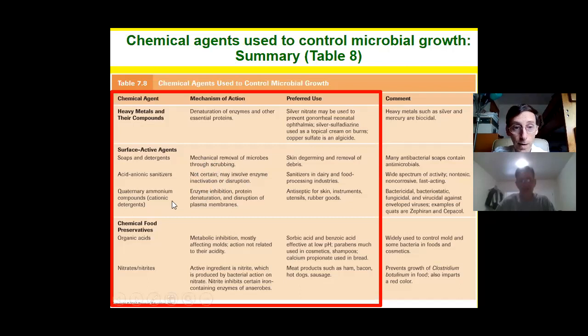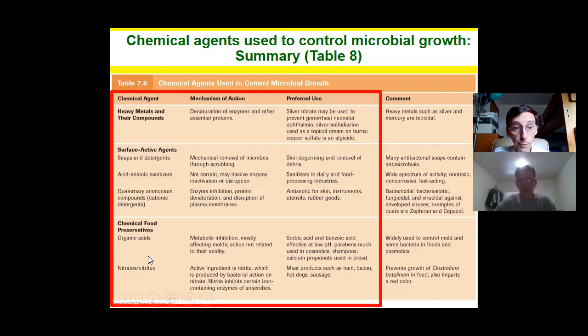Quaternary ammonium compounds like cationic detergents inhibit enzymes, denature proteins, disrupt plasma membranes. They're an antiseptic for the skin, and they're used to clean instruments, utensils, rubber gloves, and sometimes they have a use in the clinic, like for sterilizing surgical instruments.